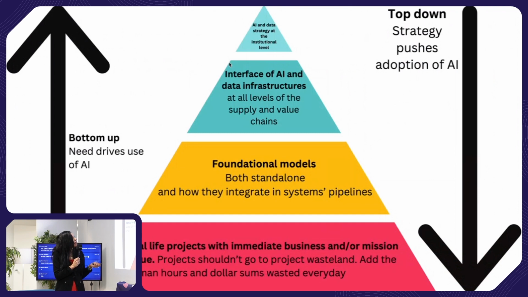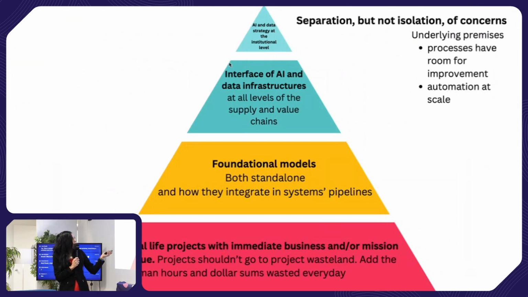At a higher level than that is the interface of AI and data infrastructures, at all levels of an institution or company. And then the very top level is the AI and data strategy at the institutional level. If you look at this from the bottom up, it's the need that's driving the AI use. If you look at it from the top down, it is the strategy, a top level AI or data strategy that's pushed down at all levels of your institution.